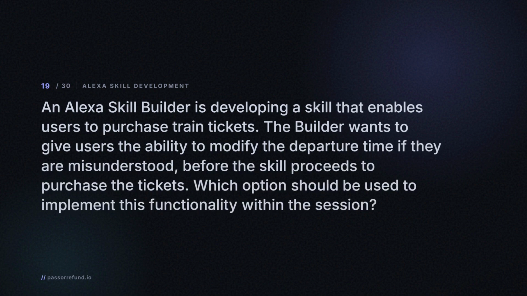So, take a look at this. An Alexa skill builder is developing a skill that lets users buy train tickets. The builder wants to give users the ability to change the departure time if they made a mistake before the skill goes ahead and buys the tickets. Which option should be used to implement this functionality within the session?